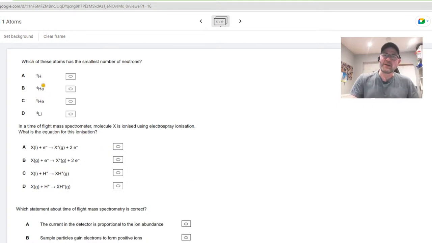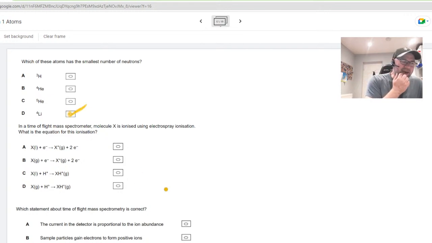Yeah, because if you look at hydrogen with a mass number of three, it has an atomic number of one, so it has two neutrons. If you look at helium with a mass number of four, but with an atomic number of two, it has two neutrons as well. And if we look at helium here with an isotope, helium normally has a mass of four, doesn't it? But helium here has a mass of five, so it's got three neutrons. Whereas if we look at lithium, do you remember the atomic number? It's normally three, so it's only got one neutron. That's right. So lithium has the smallest number of neutrons.